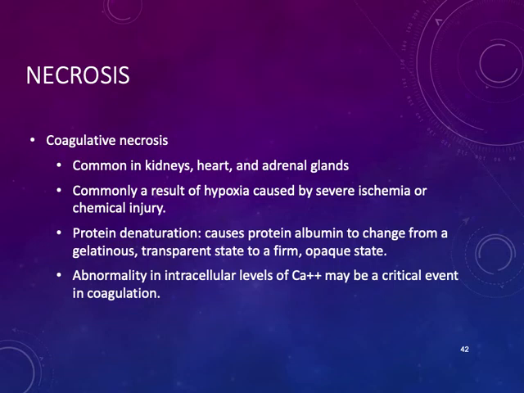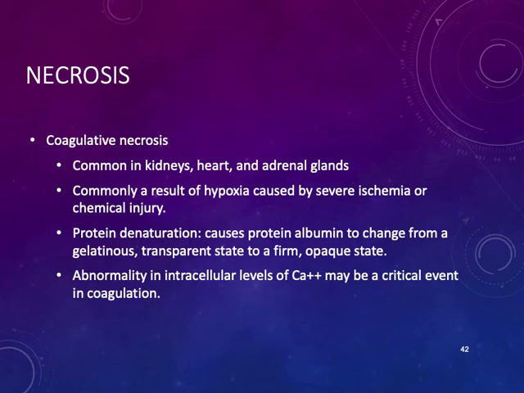Coagulative necrosis is very common in organs or cells that are caused from lack of oxygen or hypoxia. It can occur with chemical injuries as well. But it's more commonly seen like in the heart. That's probably the number one area. The kidneys you'll see it in, the adrenal glands you'll see it in. And once again, it's usually related to hypoxemia.